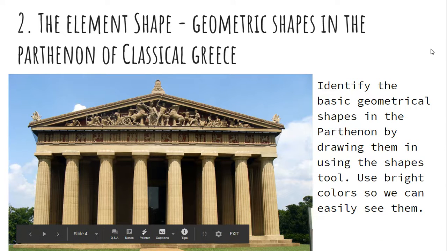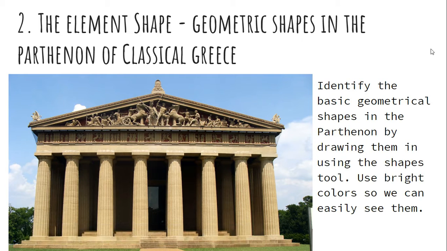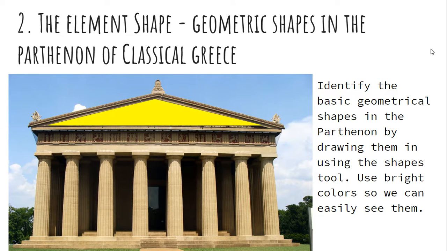Next up, we're going to look at this famous architectural masterpiece, the Parthenon of classical Greece. We are going to identify the element shape. I want you to identify the basic geometrical shapes in the Parthenon by drawing them in using the shapes tool.